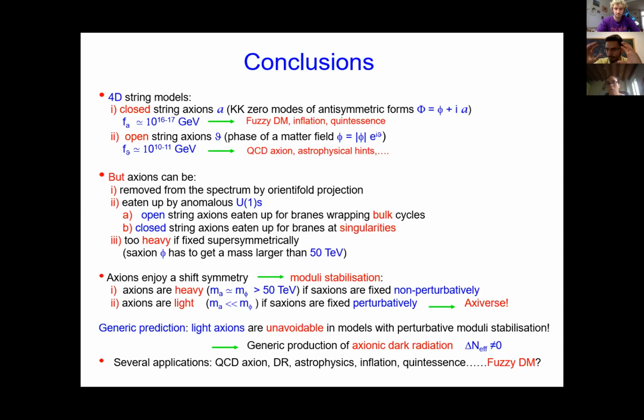And when it has values of order 1 to 10, you get ultralight axions. To get axions which are heavy, you need to tune via cancellations in this polynomial. You need to tune this W naught down to exponentially small values. So that's why it is very unnatural to have heavy axions.